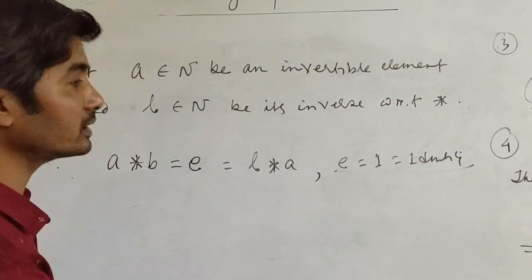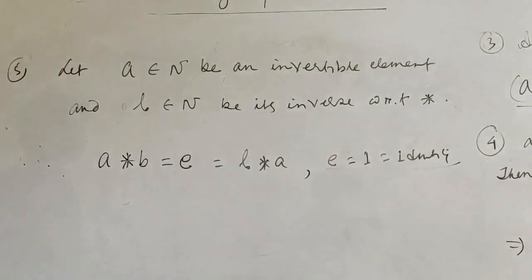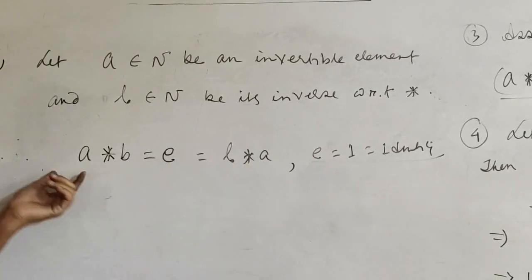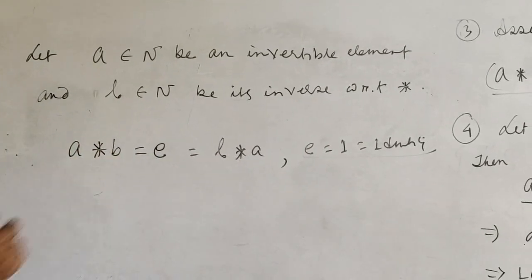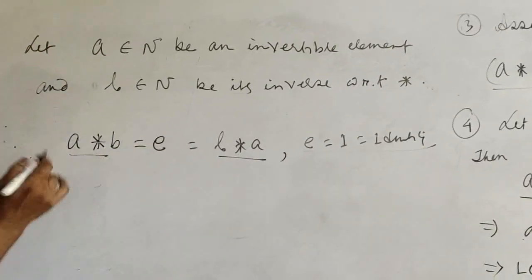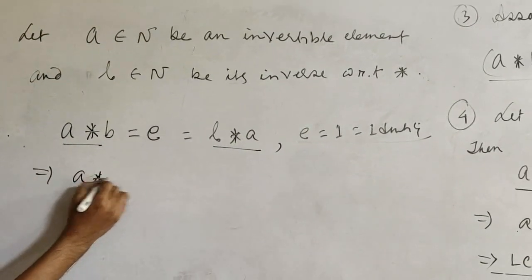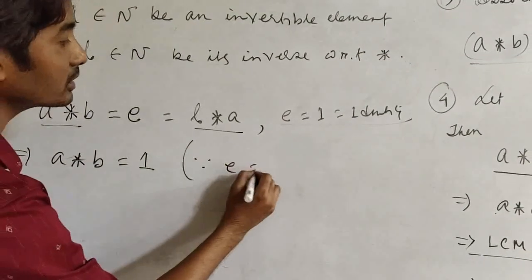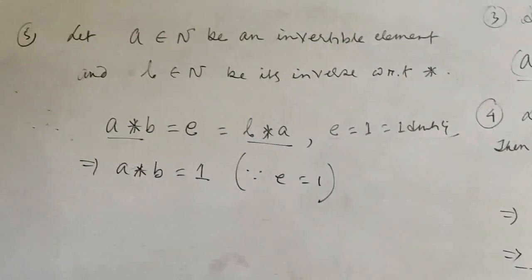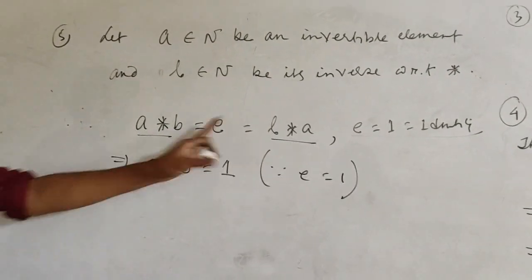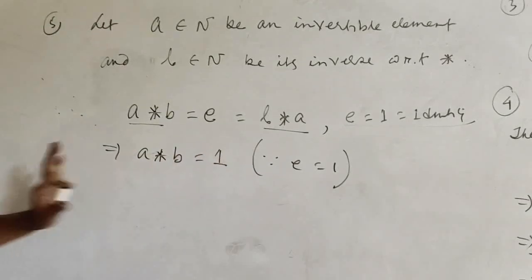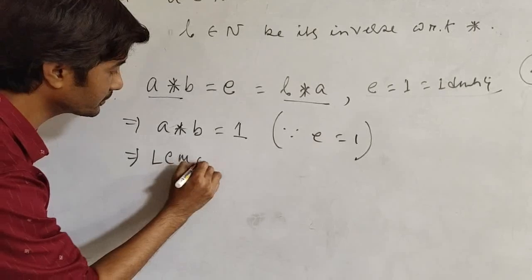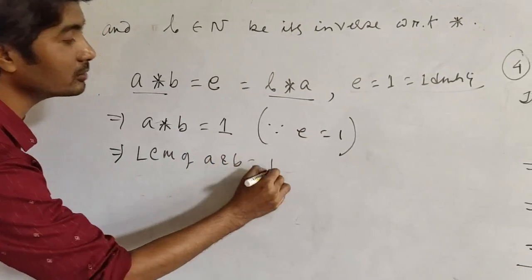Here E is 1, the identity, because already we have evaluated E to be equal to 1. So A star B equals E equals B star A. Now, already we know that this is commutative. So, instead of taking both, I will take the first one. A star B equals, I put E equal to 1, since the identity is already obtained equal to 1. Therefore, I have substituted the value of E, which is 1 here. What is A star B? A star B is nothing but LCM of A and B, equal to 1.